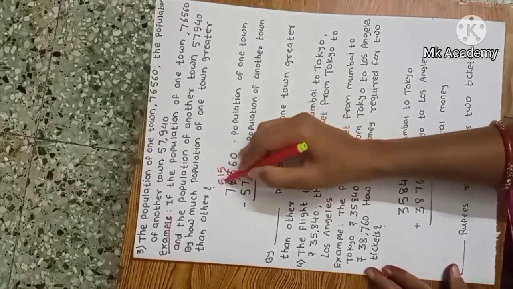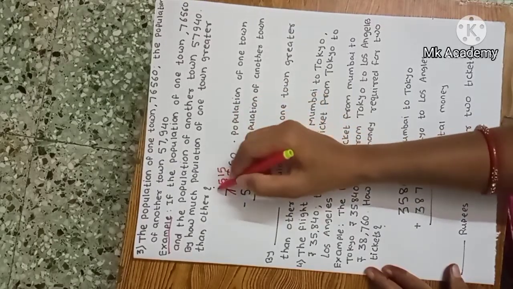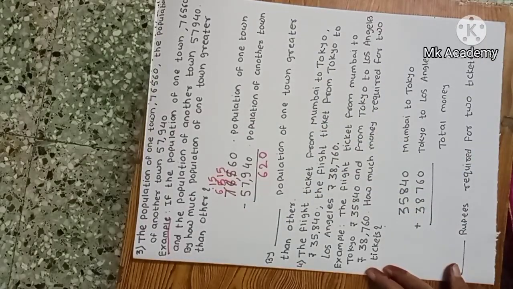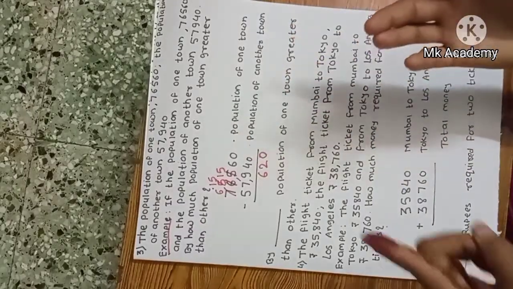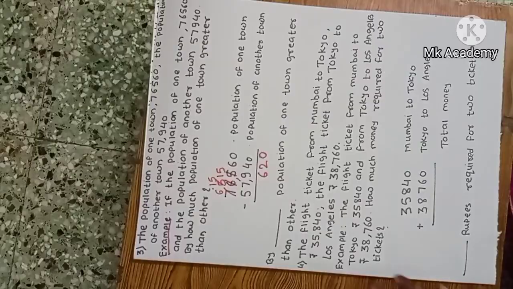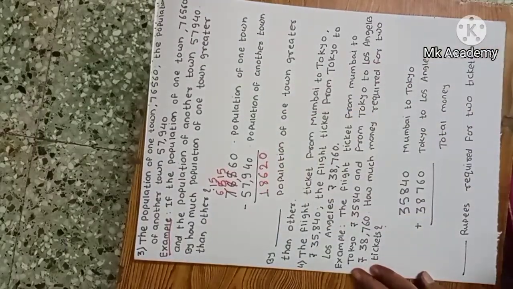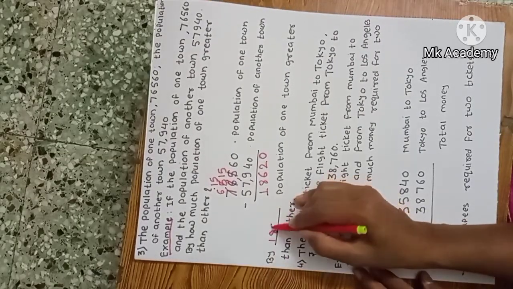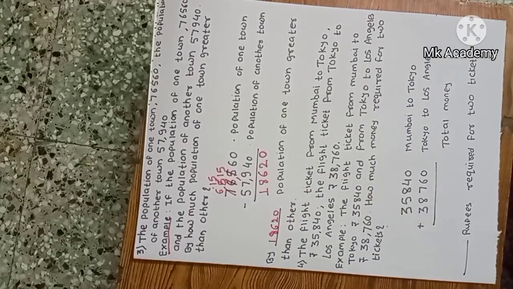6. Now 5 is small and 7 is big. Therefore we can borrow from this. Here 6 and we get here 15. Now 15 minus 7, how many remaining? Let's count. 8, 9, 10, 11, 12, 13, 14, 15, 8. 6 minus 5, 1. Means by 18,620, the population of one town is greater than the other. Understood? Now see the fourth example.